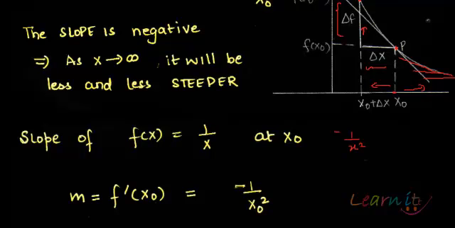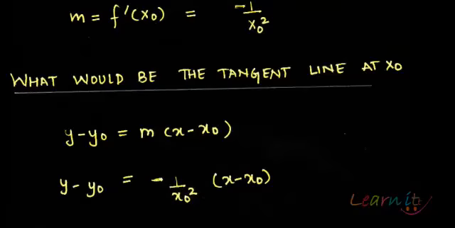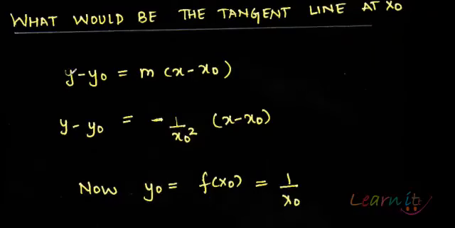What would be the tangent line? The tangent line is y minus y naught equals m times x minus x naught. So I can just plug in the values here. For m at x naught, m at x naught is minus 1 upon x naught squared. So I can just put it here.